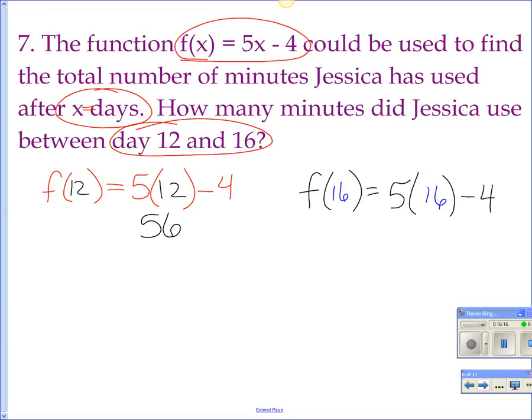Chuck, 76. All right, Ethan G. The question's saying how many minutes did she use between those 2 days? So what do we have to do? Subtract them. Instead of 66, I got 66. Did I do something wrong? Yeah, I put 14. Oh, Yep. Okay.